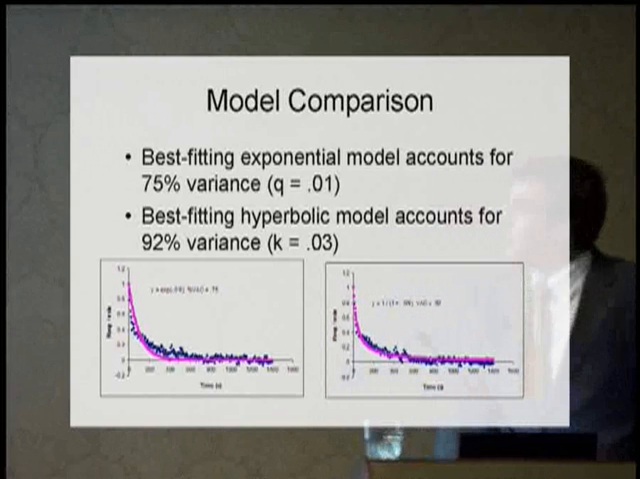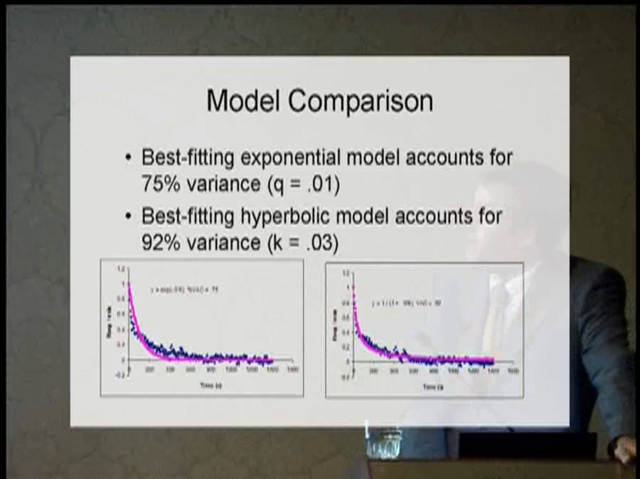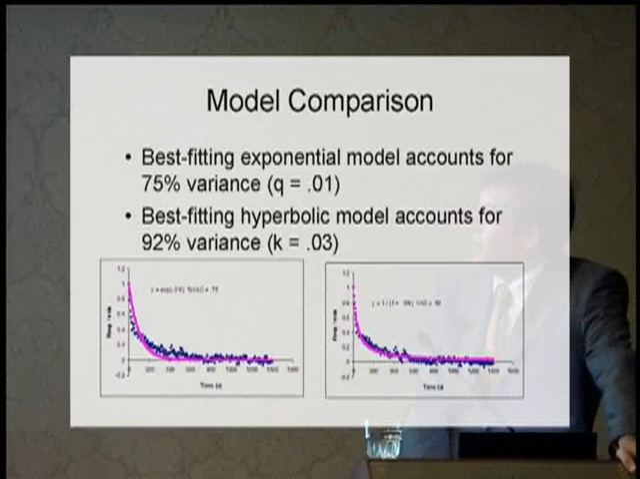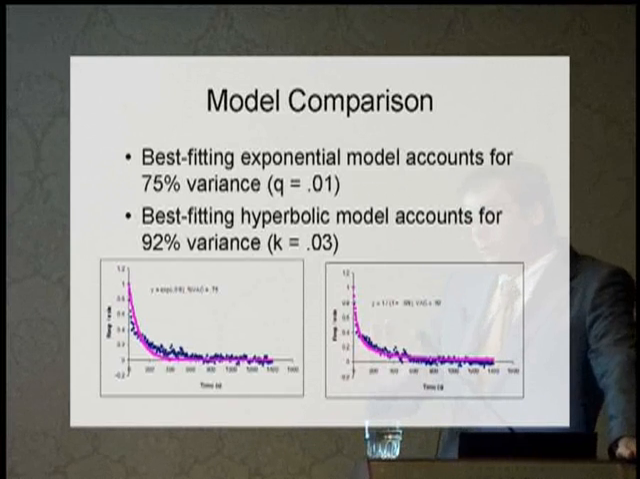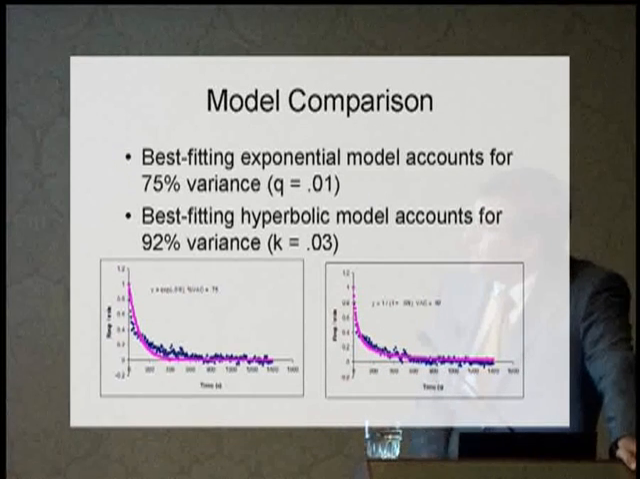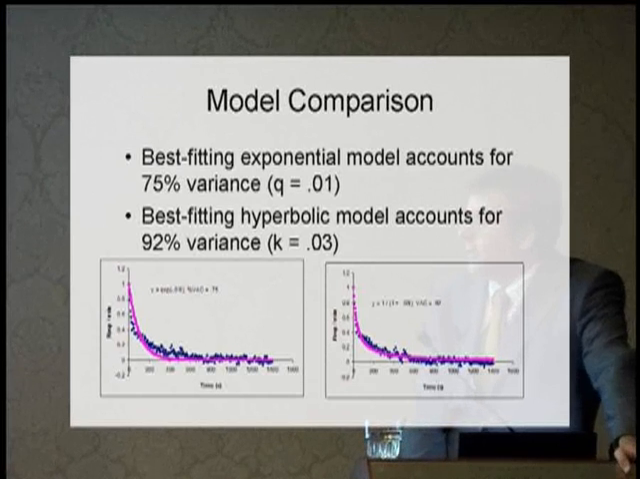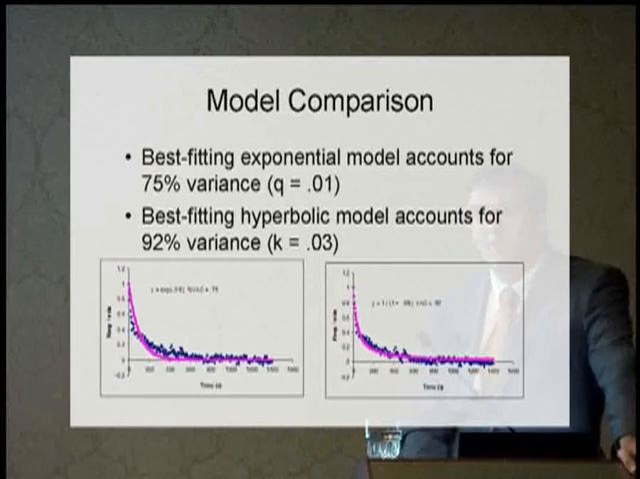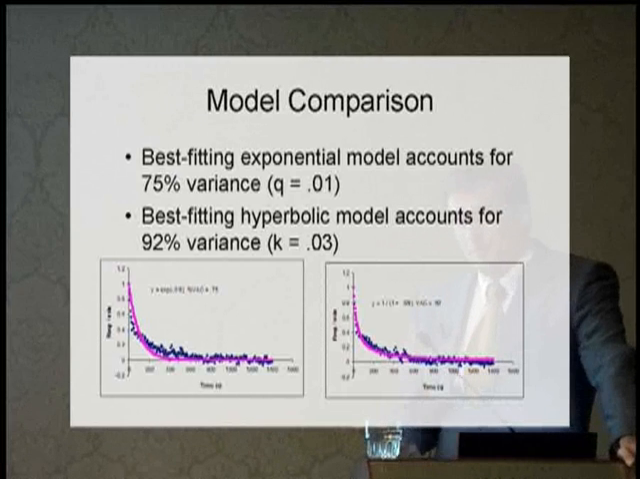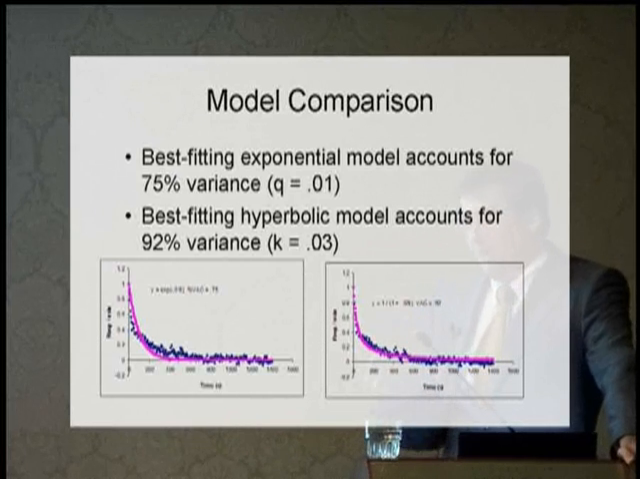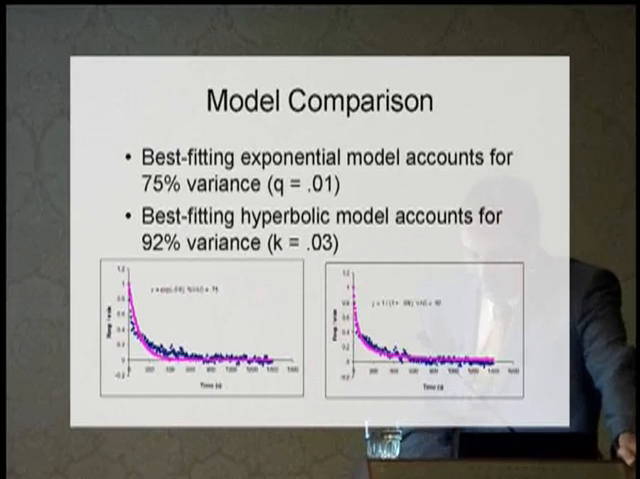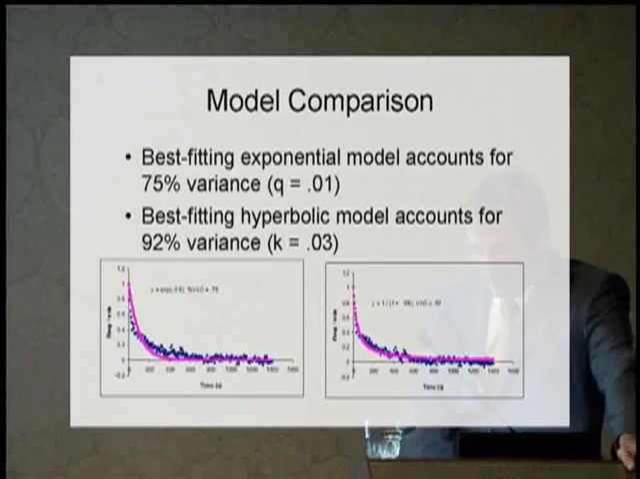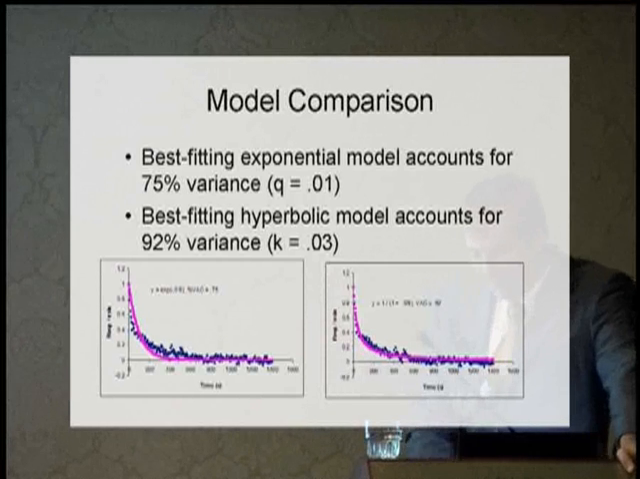So we found that the best fitting exponential model accounts for about 75% of the variance. The best fitting hyperbolic model accounts for 92% of the variance. So of these two models, if we're doing model selection, we would say that the hyperbolic model provides a better description, which is interesting. Maybe that's a good result, given that Herrnstein's response rate model uses a hyperbolic function. We find that a hyperbolic function provides a better description of the data than the exponential here. I don't have an answer to that for you, but it's very interesting.